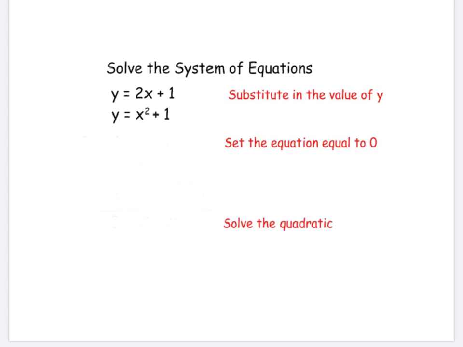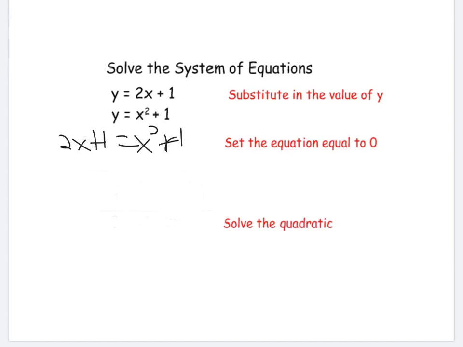So let's take a look at the system of equations. This system of equations has one linear equation and one quadratic equation. So if we're looking at this, I first need to make them into one equation, and for this I would use the substitution method. So I would substitute the value of y, which is 2x plus 1 in the first equation, for y in the second equation. So I would have 2x plus 1 equals x squared plus 1.